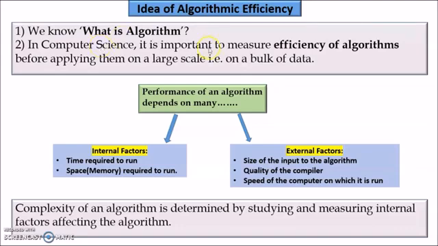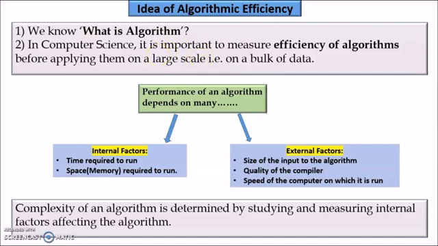In computer science, it is important to measure the efficiency of algorithms. Why? Because as a programmer, you will have multiple algorithms for the same problem. You should decide which is best for them on a large scale, that is, on a bulk of input data. When I mean large scale, it is really large. It is not thousands or 10,000.